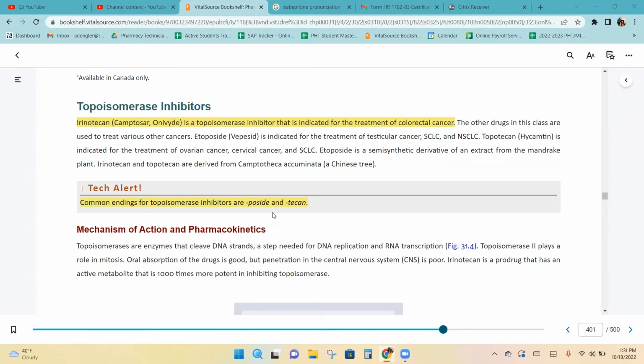Camptosar and Onivyde is a topoisomerase inhibitor that is indicated for the treatment of colorectal cancer. The other drugs in this class are used to treat various other cancers. VePesid is indicated for the treatment of testicular cancer, small cell lung cancer, and non-small cell lung cancer. Hycamtin is indicated for the treatment of ovarian cancer, cervical cancer, and small cell lung cancer. Etoposide is a semi-synthetic derivative of an extract from the mandrake plant.